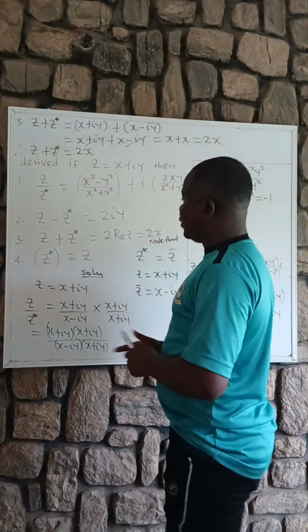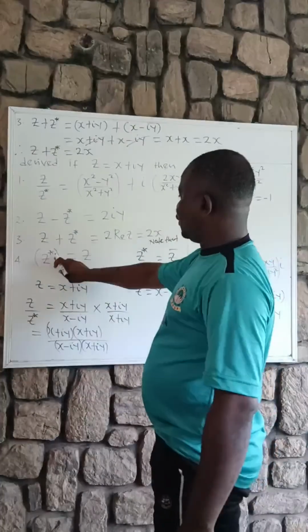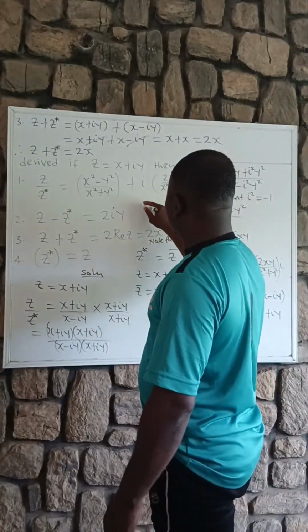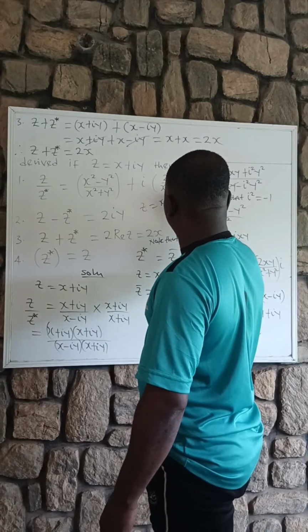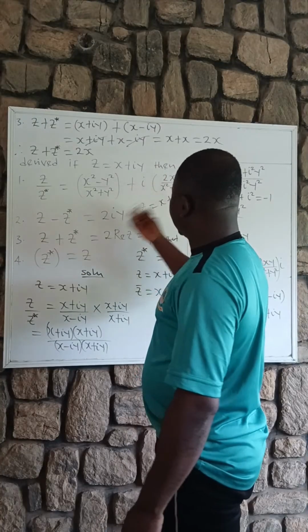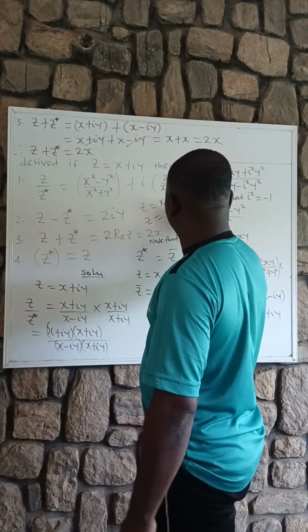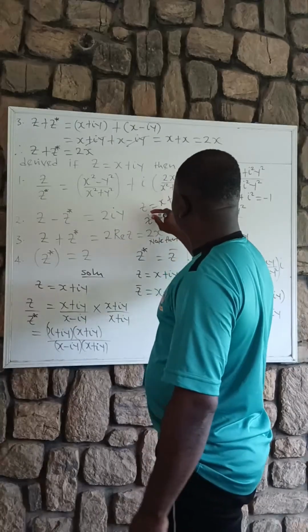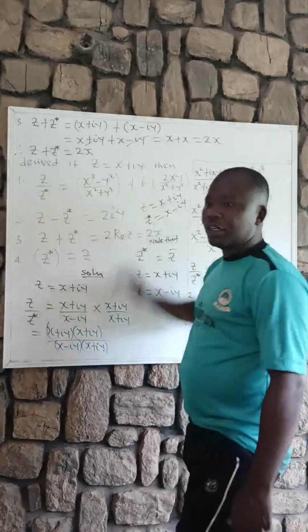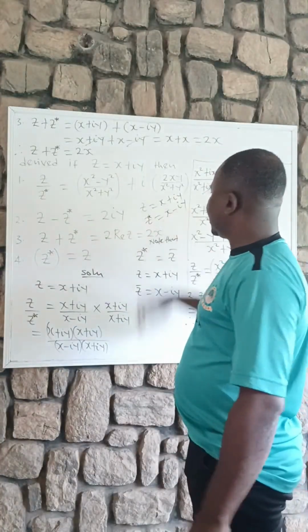Let me just give you this thing. If you take z conjugate, our z is given as x plus iy. So the z conjugate is the same thing as what? x minus iy, which is z star. So this is what it means.